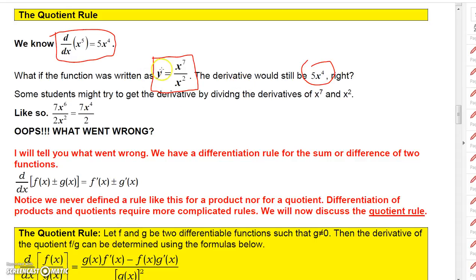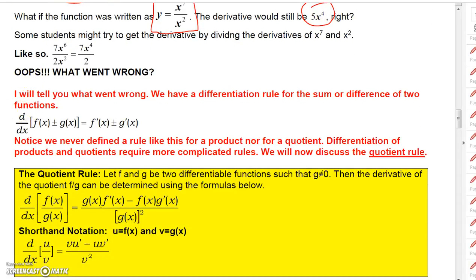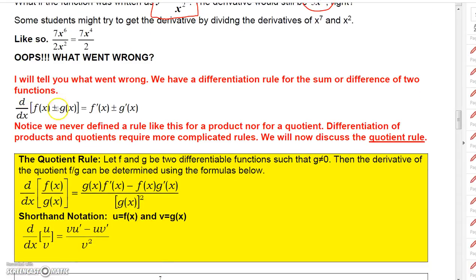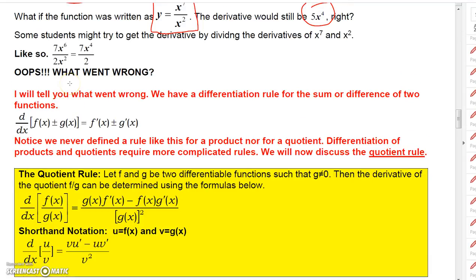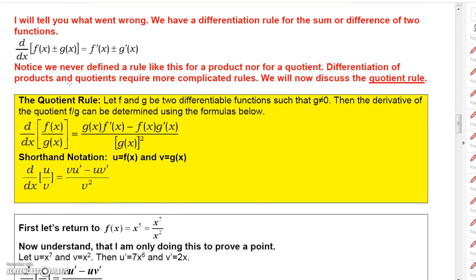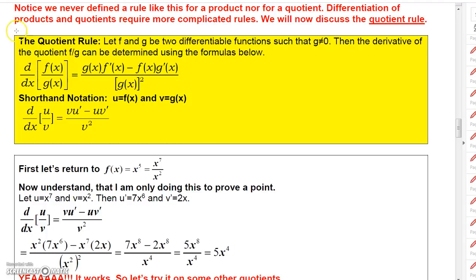Well, if you thought that you could take the derivative of the top divided by the derivative of the bottom, then you would get 7x to the sixth over 2x, which is going to be 7x to the fourth over 2, which of course is not the right answer. So again, what went wrong is you tried to use a rule that didn't exist. For the derivative of a quotient, there's a rule right here.